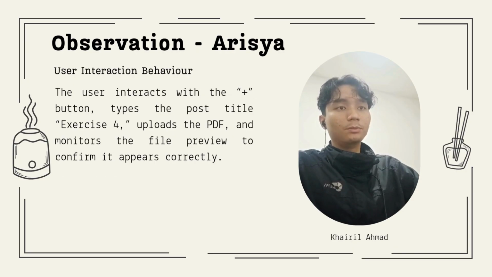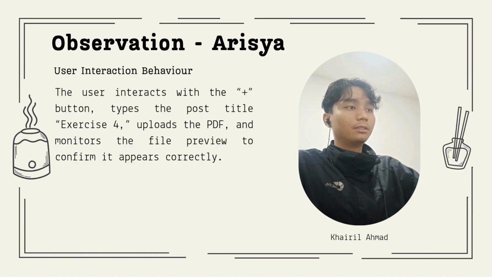And now let's proceed with user interaction behavior. So the user interacts with the Padlet board column, scrolling horizontally to locate her group column under student. She interacts with the Add Post button, clicking it to open the post creation window. And then the user interacts with the post text field, entering the title exercise 4. She then interacts with the upload button, selecting the correct PDF presentation file from her computer.